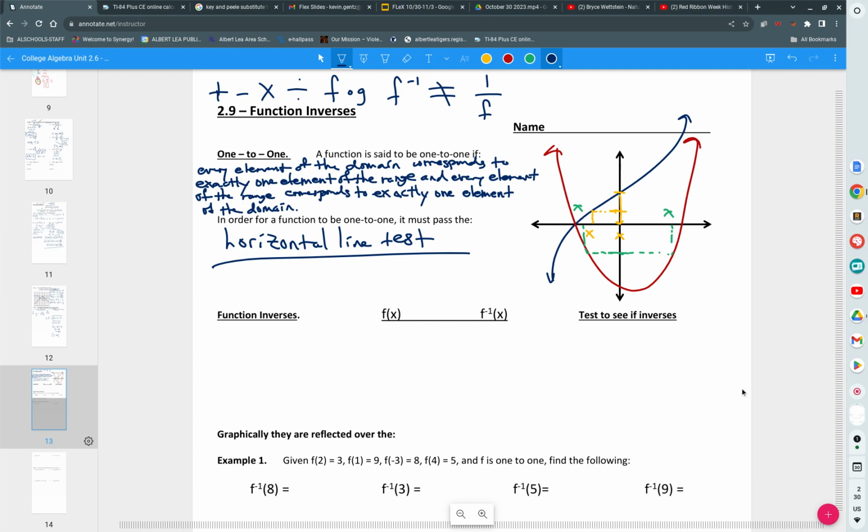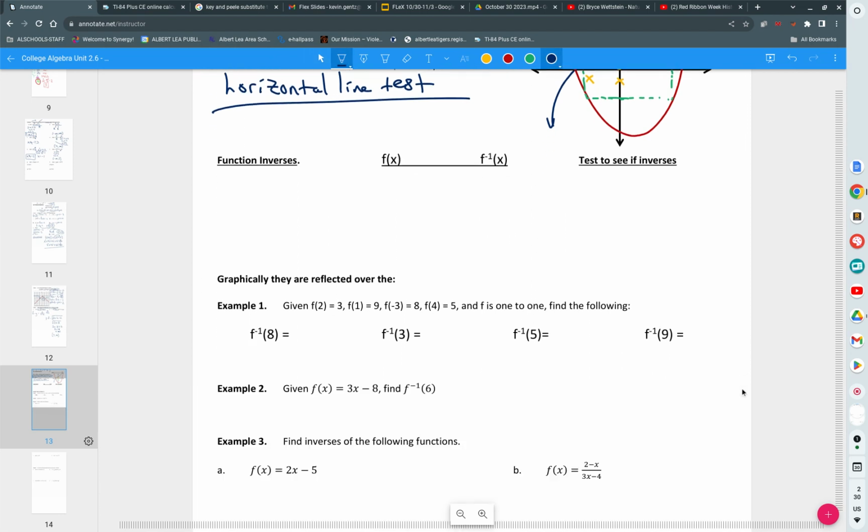Now that you know about one-to-one functions, we need to learn about function inverses. In order for a function to have an inverse, it must be one-to-one. If it's not one-to-one, don't bother finding the inverse.